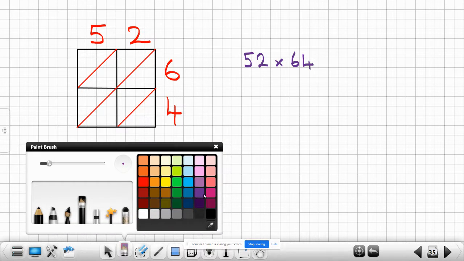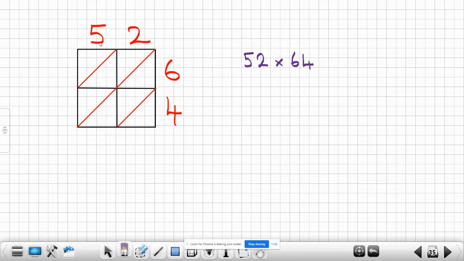I'll change colour. So in this first box, I'm going to do 5 times 6, which is 30. So 3 at the top, 0 at the bottom.